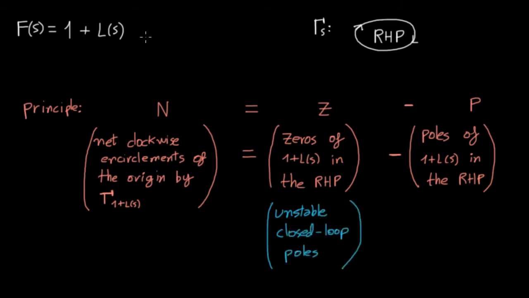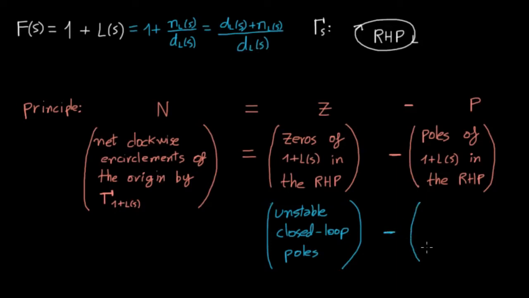This is what we're looking for. On the other hand, 1 plus L of s can be written as 1 plus the numerator of L of s over the denominator of L of s, which is equal to the denominator plus the numerator over the denominator. So as you see, the poles of 1 plus L of s are no other than the poles of L of s. Therefore, in this scenario, P is the number of unstable open loop poles, which is known.